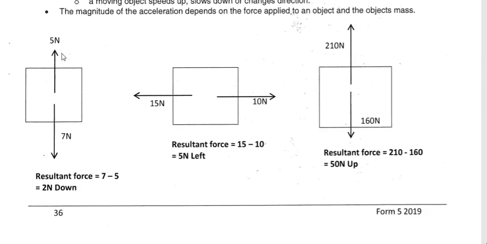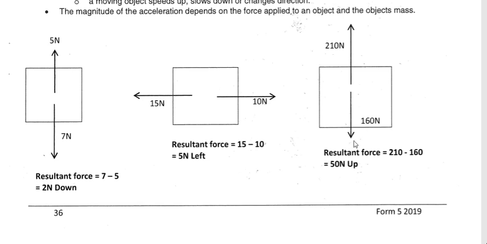Here's just a few examples. Here's an object, a square object, upwards force of 5 newtons, downwards force of 7 newtons, so the resultant is 7 minus 5, 2 newtons down. Here we've got 15 newtons to the left, 10 newtons to the right, so the resultant force is 15 minus 10, which is 5 newtons to the left.